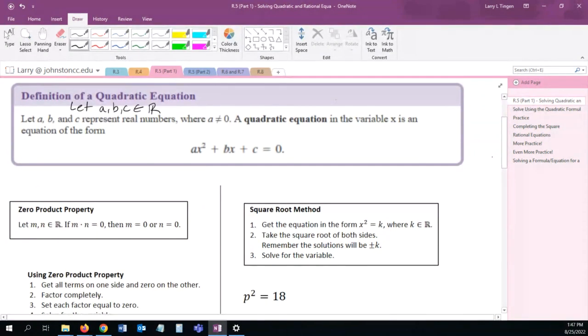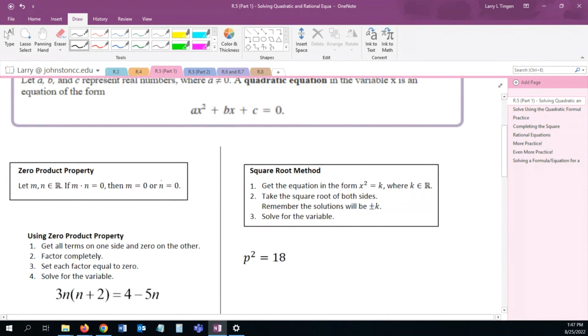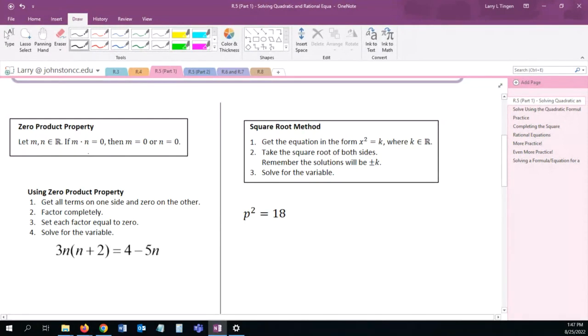All right. So let's break down what does this mean? What are we doing here? Well, I need to introduce the property on the left first. It's called the zero product property. You'll hear me say zero product principle as well because I've heard it called both. And it's a really basic concept. It says let m and n be real numbers. If m times n is equal to 0, then m equals 0 or n equals 0. Also, both could be 0.